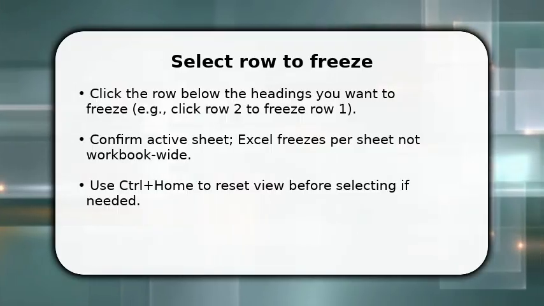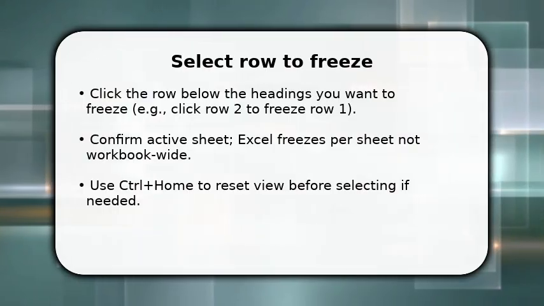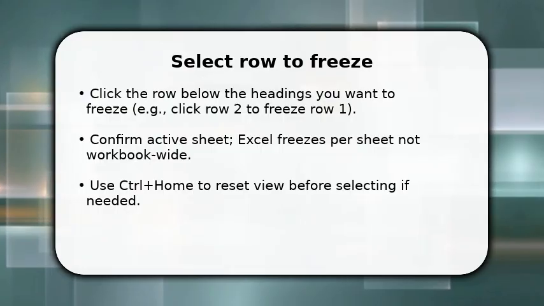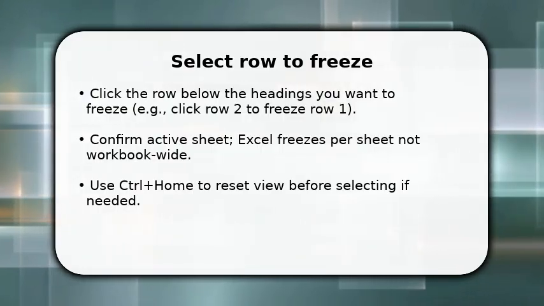You start by selecting the row immediately below your headings so Excel knows the split point. Click that row number on the left. This tells Excel which rows remain fixed.